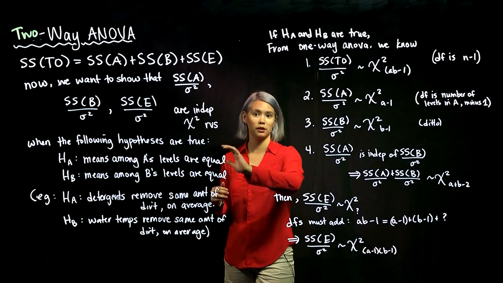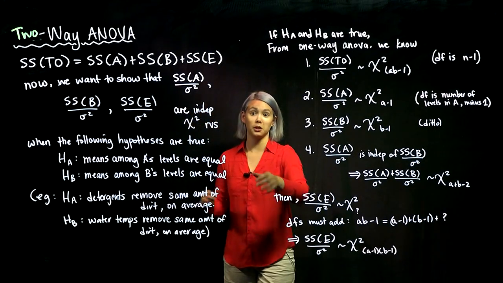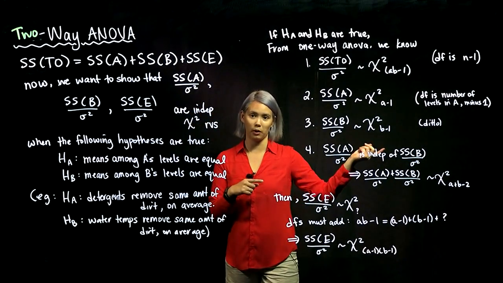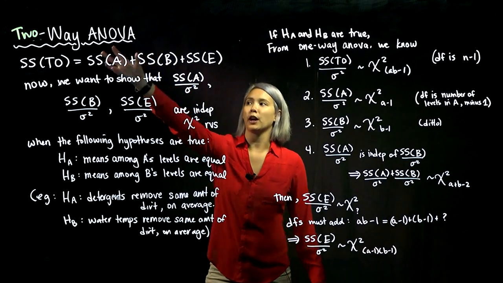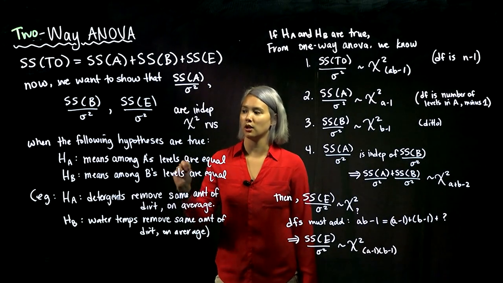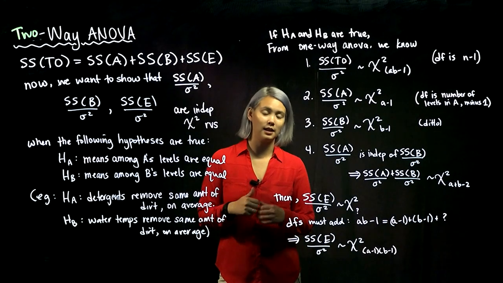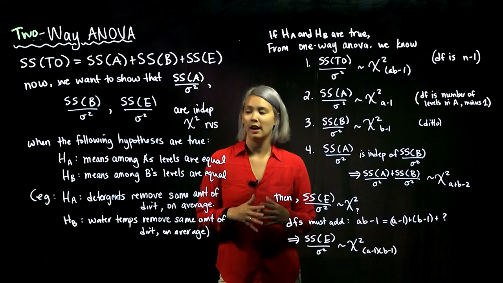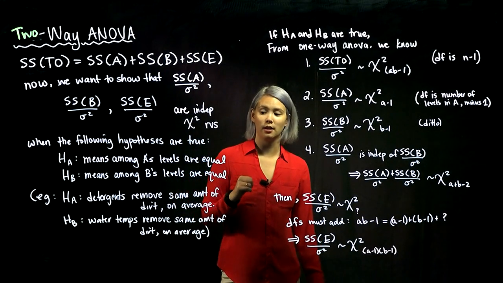So this is just like we did for the 1A ANOVA. We said we were going to show that these are chi-squared distributed as long as the null is true in 1A ANOVA. So in 2A ANOVA, we're testing the means for A and the means for B. So we need to say two sets of hypotheses. So the null for A is that the means among A's different levels are equal. And the null hypothesis for B is the means among B's different levels are equal.